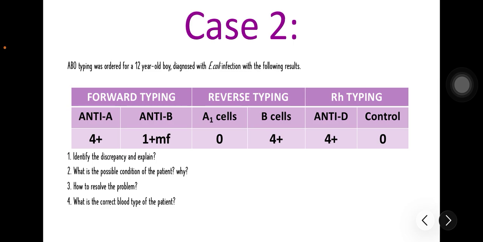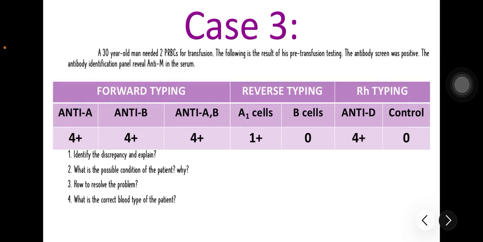So which result is correct? The reverse typing is correct. Forward anti-A 4 plus is also correct. And then the weak anti-B is false, and it is caused by an infection. So what is the correct blood type of our patient now? It's A RH positive. Now let's proceed to case 3.